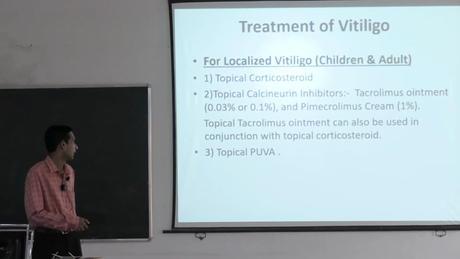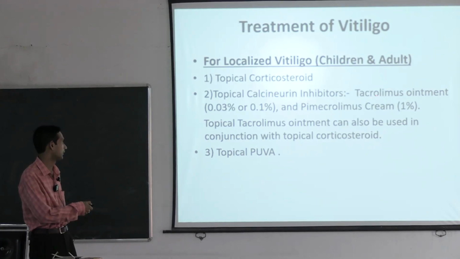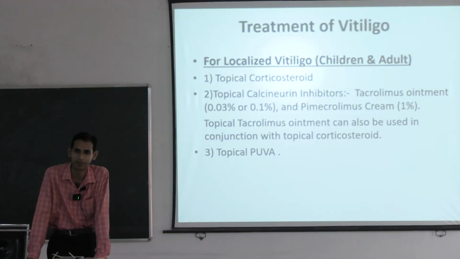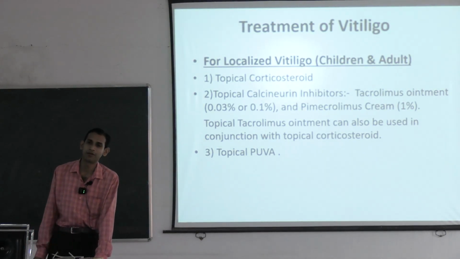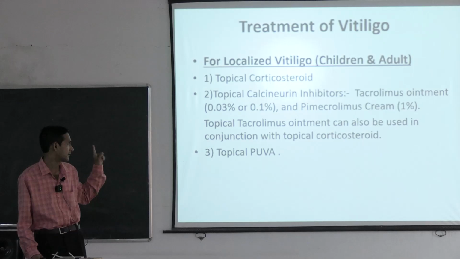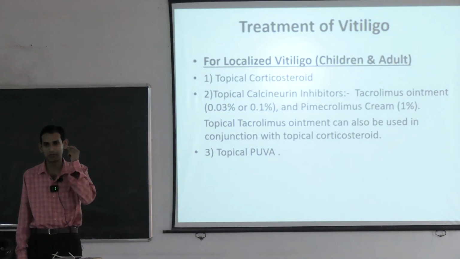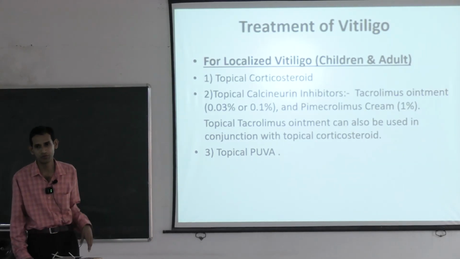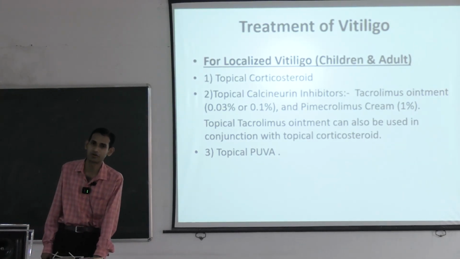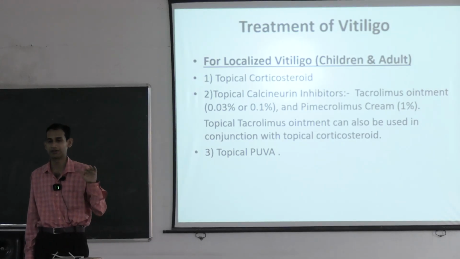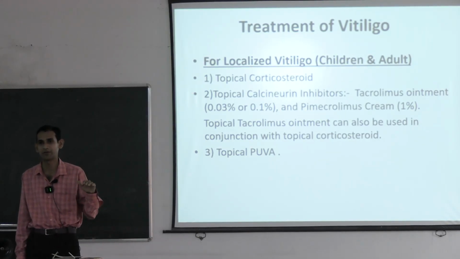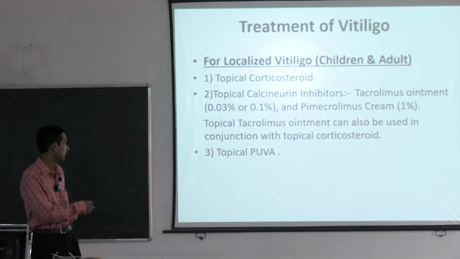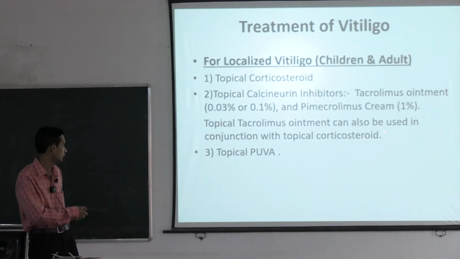Now, the topical calcineurin inhibitors. That means tacrolimus ointment, 2 strengths are available, 0.03 and 0.1, and pimecrolimus cream 1%. These topical immunomodulators or topical calcineurin inhibitors produce a good result in localized vitiligo, particularly facial vitiligo, where it produces comparatively good results. Topical corticosteroid can also be used in conjunction with the topical calcineurin inhibitor to get a synergistic effect and a good result.